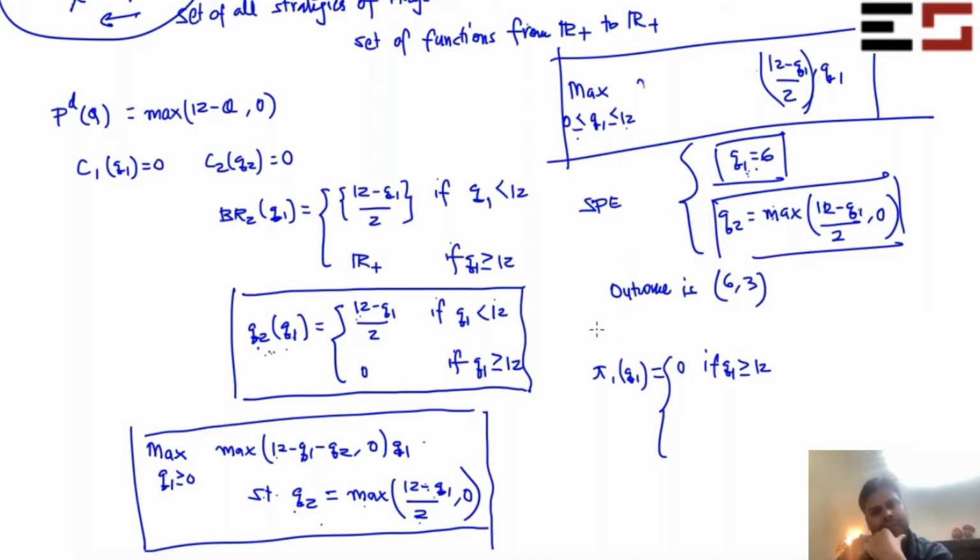And what are the payoffs? The subgame perfect equilibrium payoffs: you just have to find the profits. If this is 6, this is 3, this is the quantity chosen by firm 1 and this is the quantity chosen by firm 2, so the total quantity is 9. So the price will be 3 because it's 12 minus Q. So price is 3, so this is 18, and this is 9. Okay, so these are the payoffs.